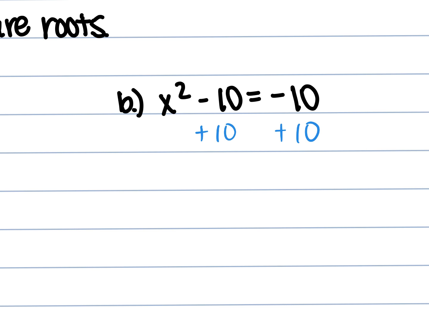What would you get after that? You would get x squared equals 0. Okay. And technically you can stop there because it's only one solution. What is my solution? x equals 0. Very good.